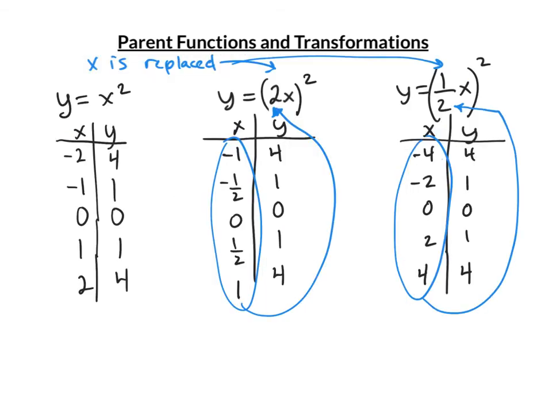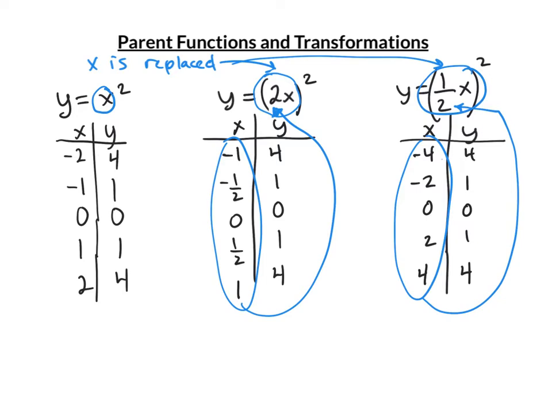Here's the most confusing one, but it all goes back to when x is being replaced. There's my x squared, my x, and x gets replaced with 2x, and here with 1/2 x. These are horizontal transformations because x is being replaced. And what did we say earlier about a horizontal transformation? What happens to the points and what happens in the equation are inverses of each other.